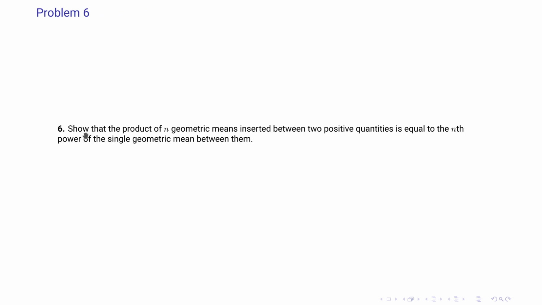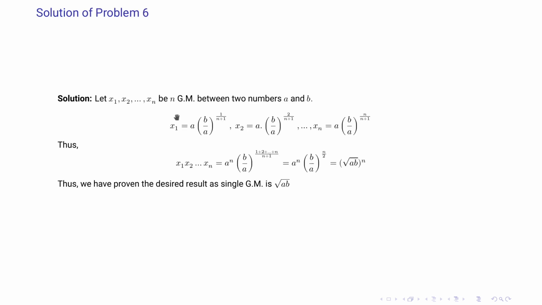Problem number 6 is that show that the product of n geometric means inserted between two positive quantities is equal to the nth power of the single geometric mean between them. So what we have done is we have found x1 as a into (b by a) to the power 1 by n plus 1, where a is the first term. (b by a) to the power 1 by n plus 1 is the common ratio, because there would be n plus 2 total number of terms in the GP, with a being the first term, b being the (n plus 2)th term. Similarly, we have found x2 up to xn.